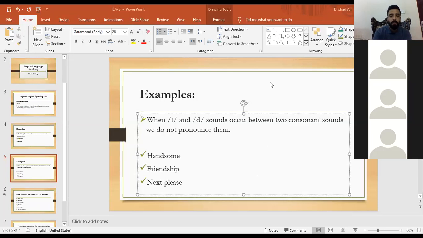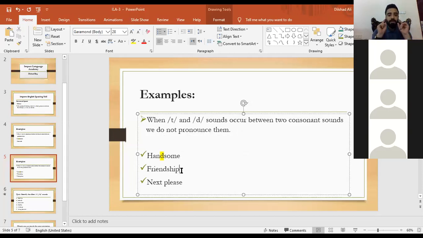So stay with me. Do not mute yourself, okay? So what is the rule? When T and D sounds occur between two consonant sounds, we do not pronounce them. In the first one, which sound do we have, T or D sound? As you said, when they come between two consonant sounds, we do not pronounce them. Excellent.